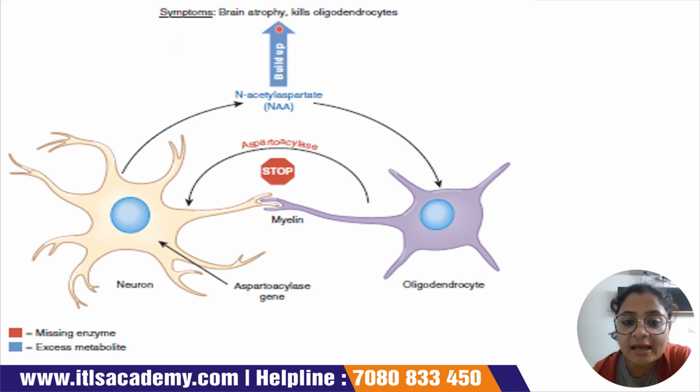So this is exactly what happens in case of Canavan disease. It leads to brain atrophy, which means the brain cells die. And it also kills the oligodendrocytes. Here we have the oligodendrocytes and here we have the neurons. Both are important parts of the nervous system, the brain and the spinal cord. And neuron, we all know that it's a structural and functional unit of the nervous system.